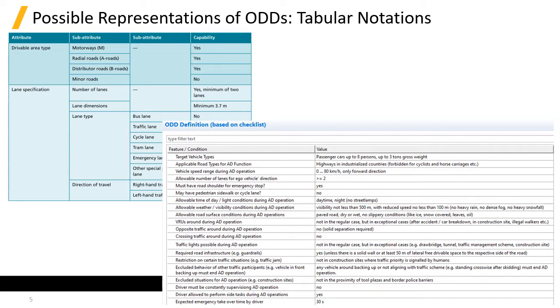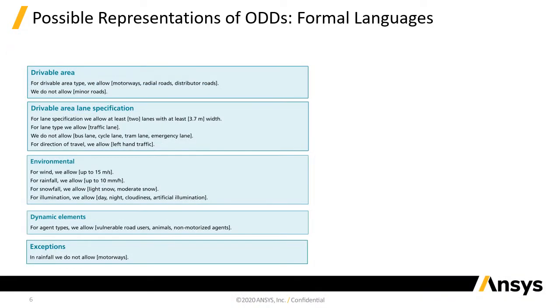In addition to these tabular notations, there are also notations in formal languages like this. Here we have a formal language proposal for ODDs. So you have different categories, and then you have a kind of template English language, like for drivable area type, we allow, and then comes a selection: motorways, radial roads, distributor roads, or we do not allow minor roads. And the same for lane specification, we allow at least 2 lanes with at least 3.7 meter width, and so on.